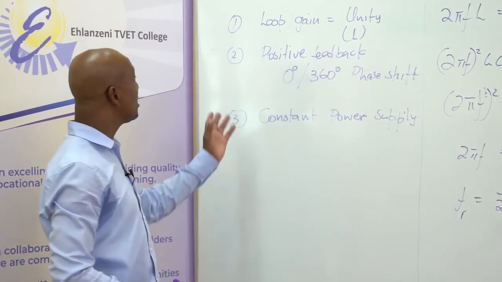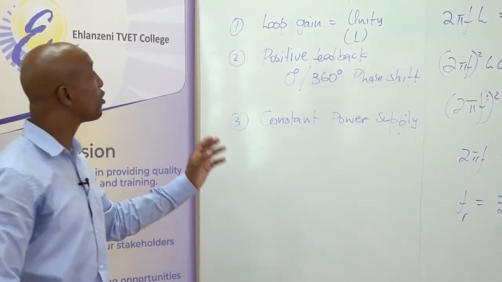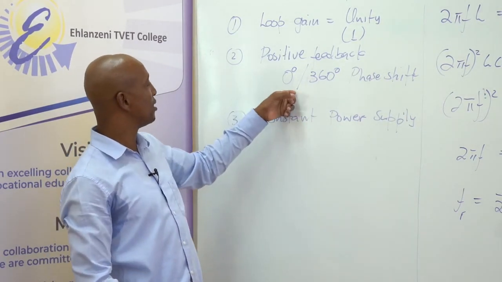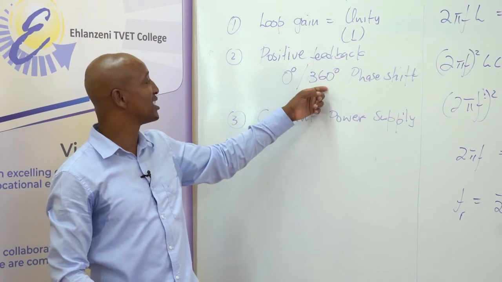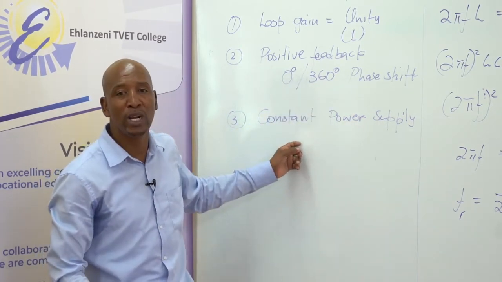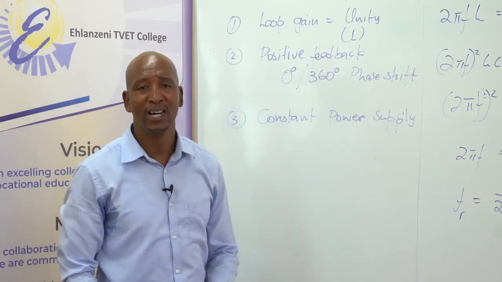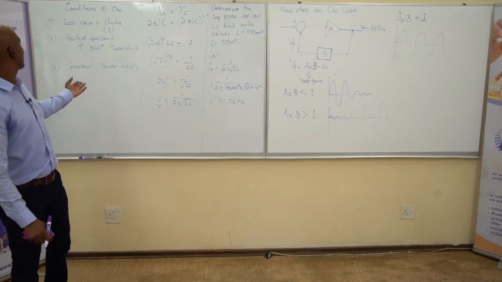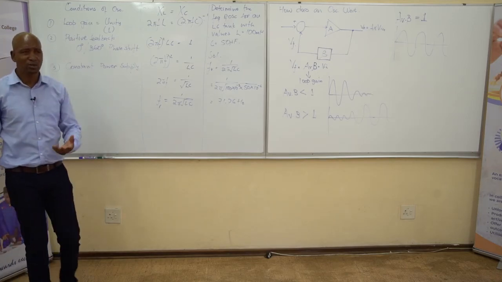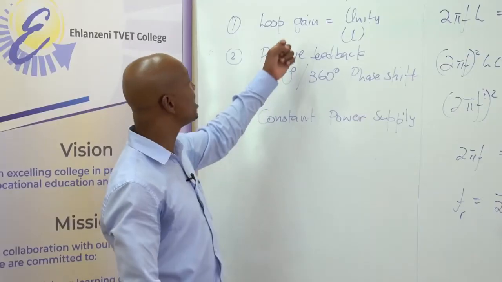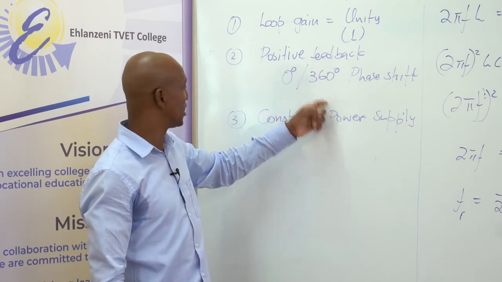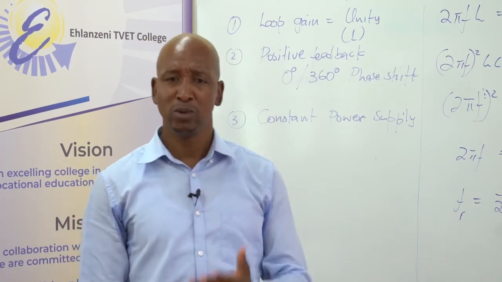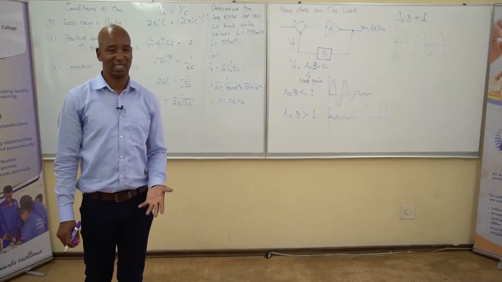So, those are the key conditions for oscillation. One, it must have a loop gain of unity; two, positive feedback, which is a 0 degrees or 360 degrees phase shift. We shall also have a constant power supply. Now in your examination, they will ask the conditions of oscillation and ask you to describe them. By now you should understand what we mean by a loop gain, a positive feedback, and a constant power supply. So those are the conditions that you need to look into when you are dealing with oscillations.